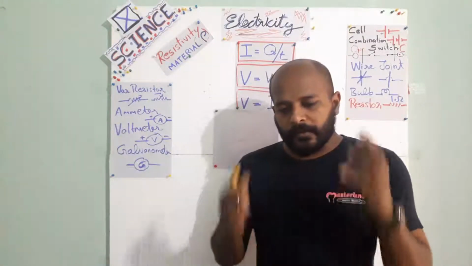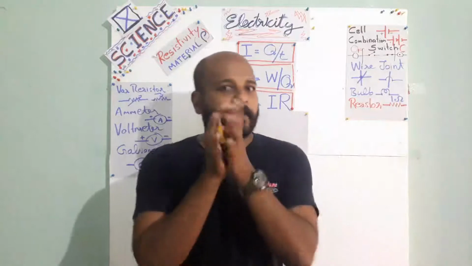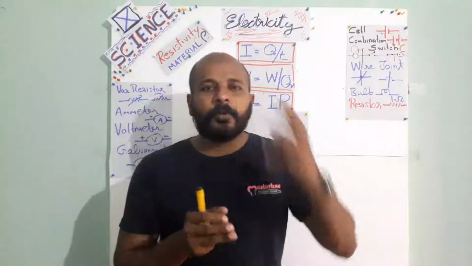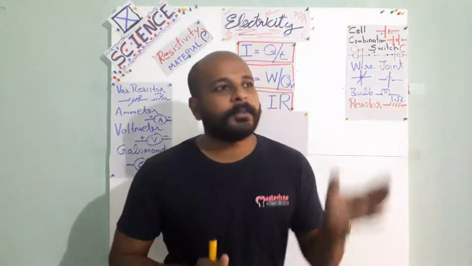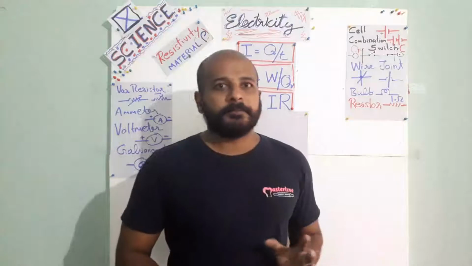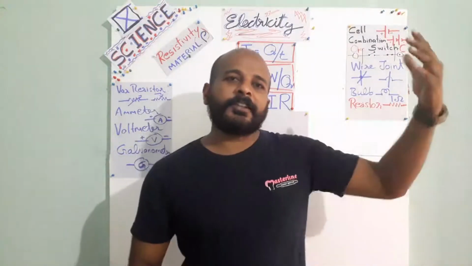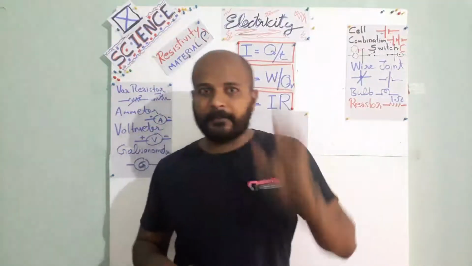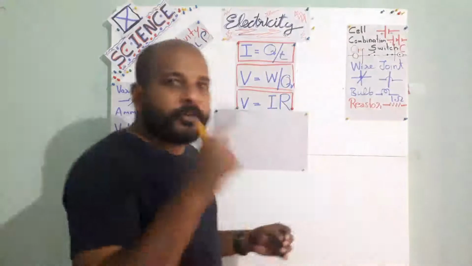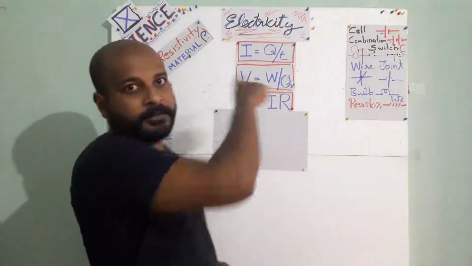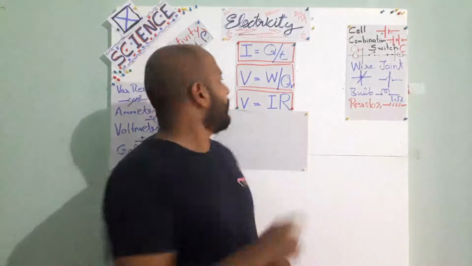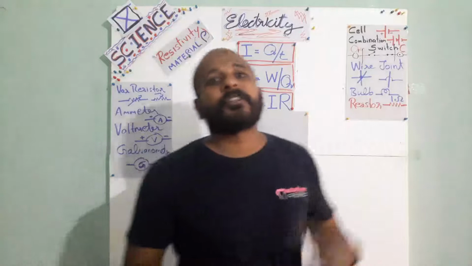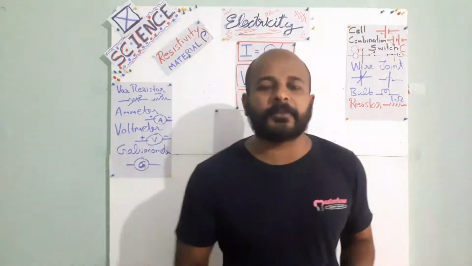So at a given temperature, the temperature must be constant, the potential difference or the voltage in a particular circuit will be directly proportional to the current. That means voltage increases, current increases. Voltage decreases, current decreases. That is directly proportional. And that proportionality constant is called R, resistance. V is proportional to I, and that proportionality constant is R, resistance.